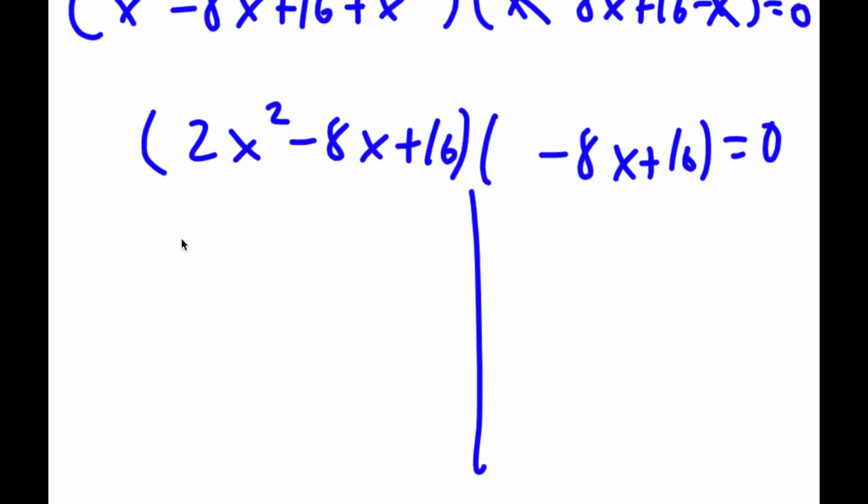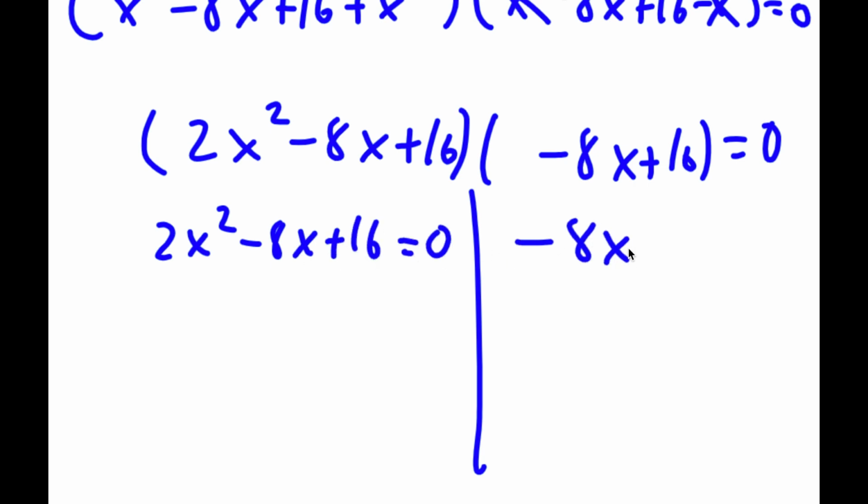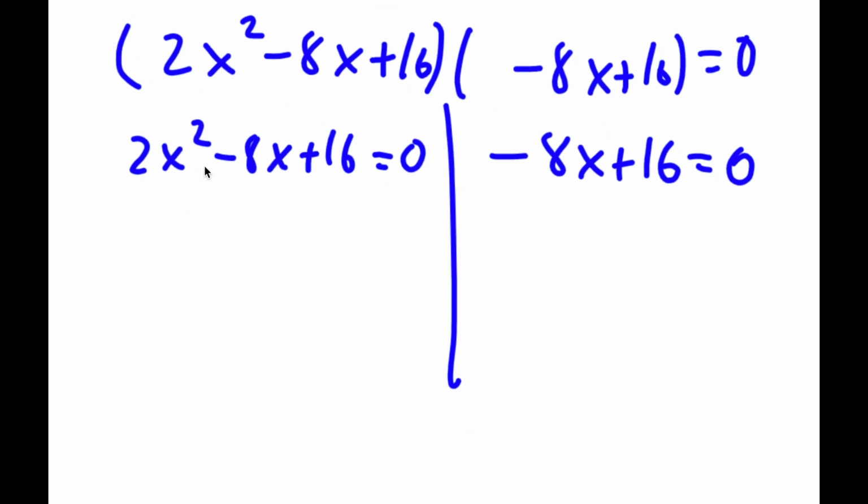So now this gives me two equations. I have 2x squared minus 8x plus 16 is equal to 0, and negative 8x plus 16 is equal to 0. So for 2x squared minus 8x plus 16 equals 0, I'm going to first start by dividing all my terms by 2. So now I have x squared minus 4x plus 8 is equal to 0.